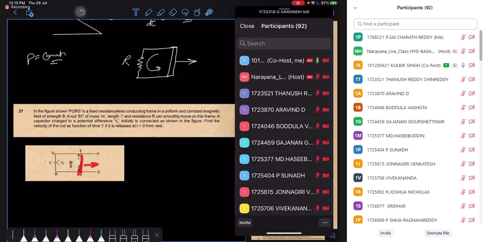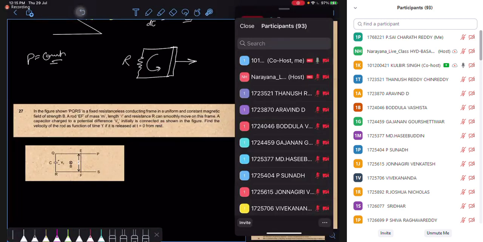So this rod can move on this frame. The capacitor is already charged to the potential difference V0, and it's connected as shown in the figure. Okay, we have seen the figure. Find the velocity of the rod as a function of time if it is released from rest at time t equal to 0. So first, will it remain at rest or will it gain velocity?